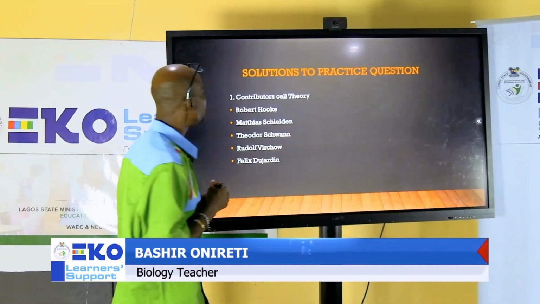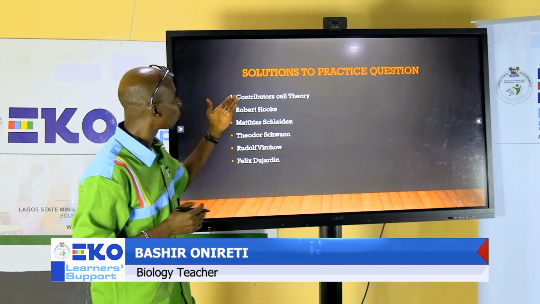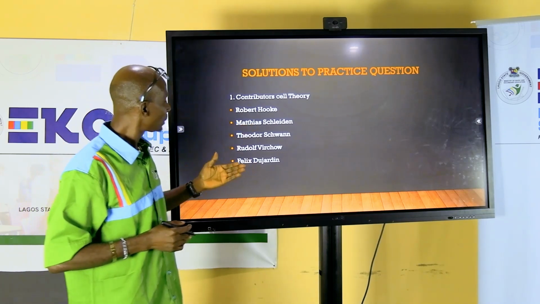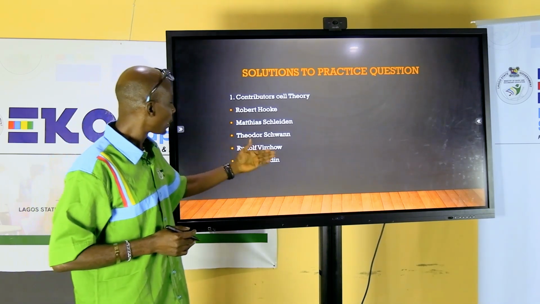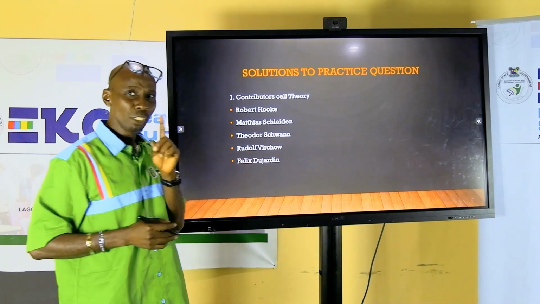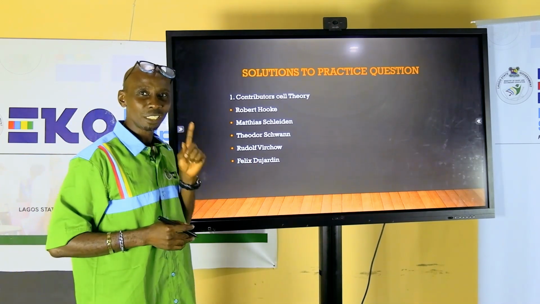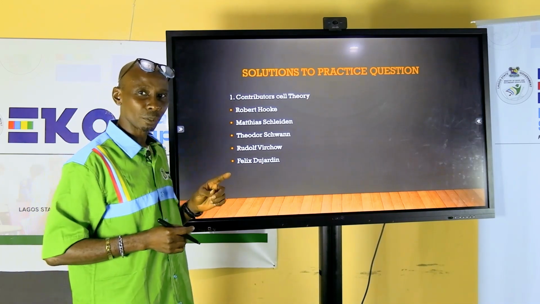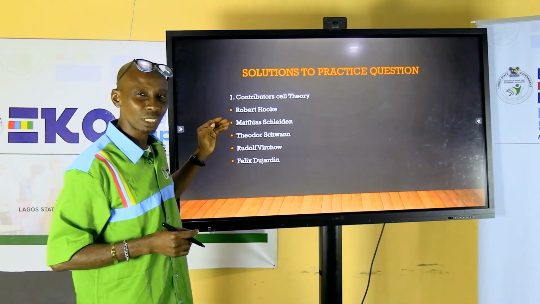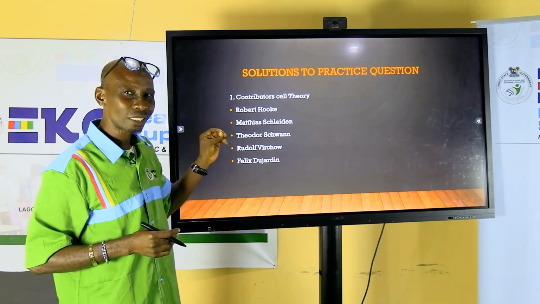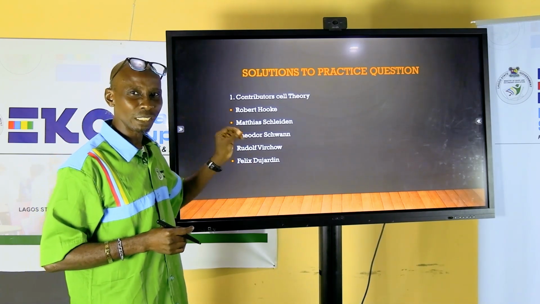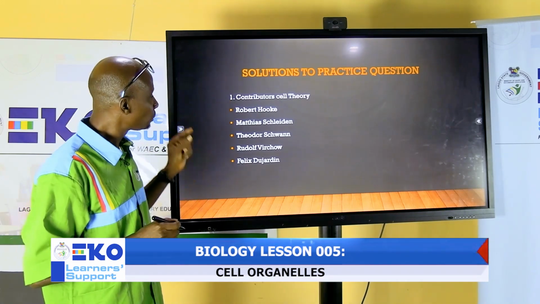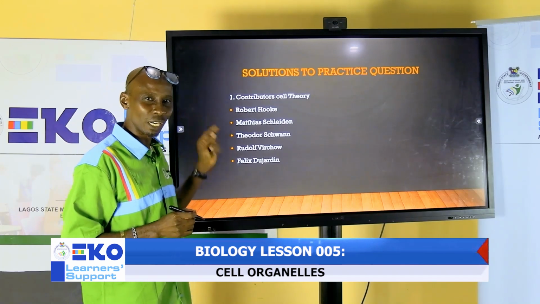Now, I'll go over the solutions to the questions. Contributors to the cell theory: we have Robert Hooke, Matthias Schleiden, Theodor Schwann, Rudolf Virchow, and Felix Dujardin. Please note, spelling in biology is very, very important. If any of this is misspelled, the candidate will be marked wrong. There is a particular year this question was set in WAEC. A lot of students missed it because of spelling errors. Though they were able to mention the names, because of spelling errors they lost the marks. So be careful, make sure you know the spellings very well.